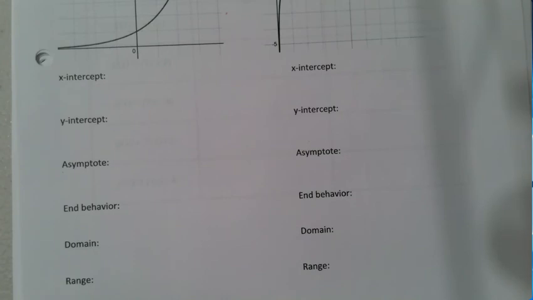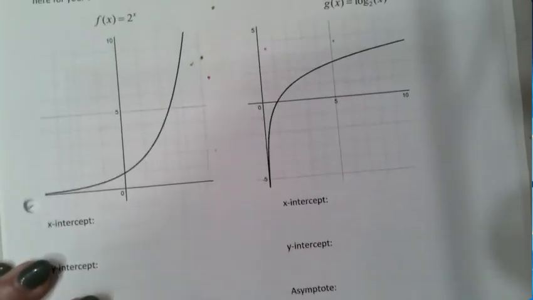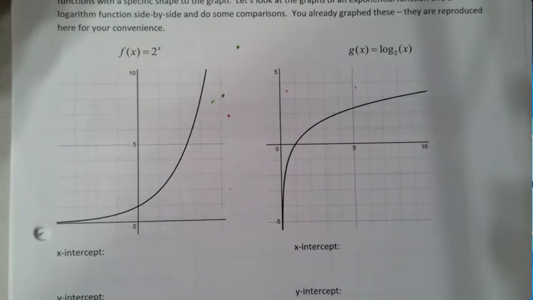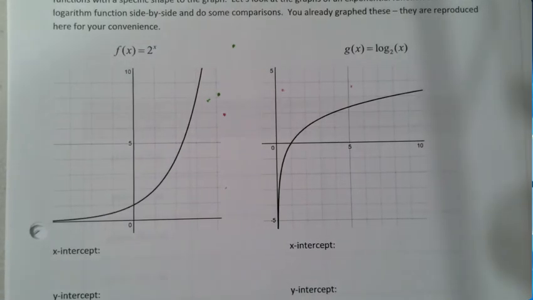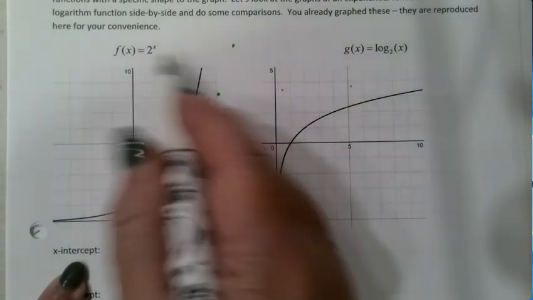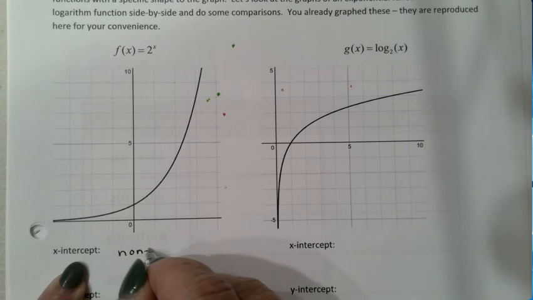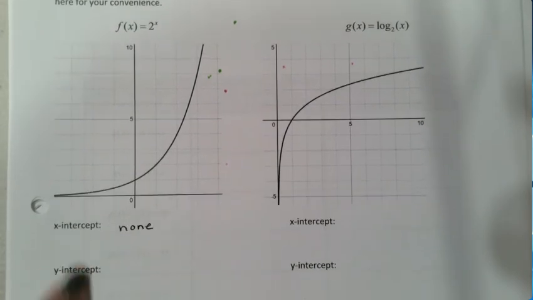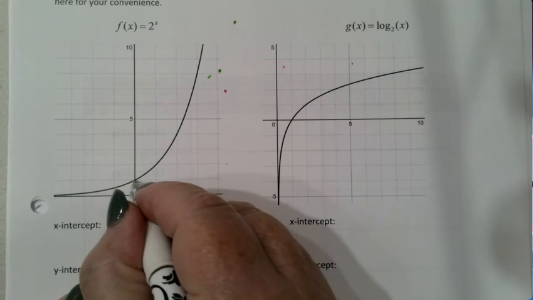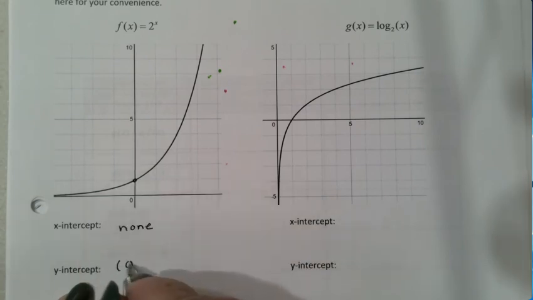All right, I'd like to work a little bit more with graphs of these logarithm functions. I want to start by taking a look at the first ones we already graphed. I've just regraphed them here for your convenience. This is the first graph we graphed, 2 to the x, and its inverse function, the logarithm base 2 of x. The x-intercept for this, well, there are none, right? This never crosses the x-axis. And the y-intercept right here is 0, 1.